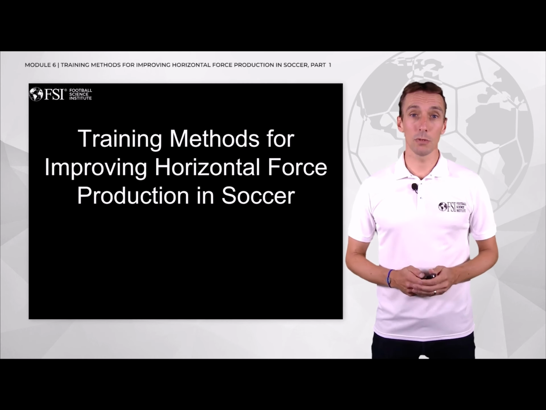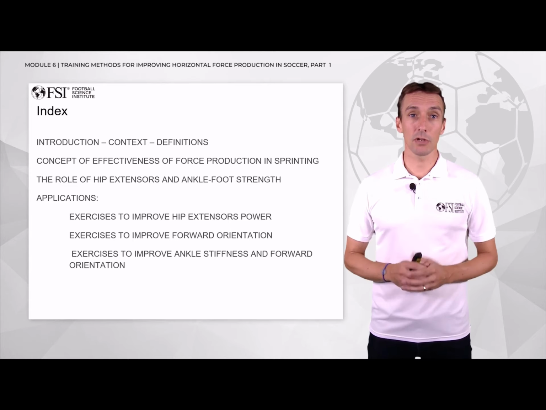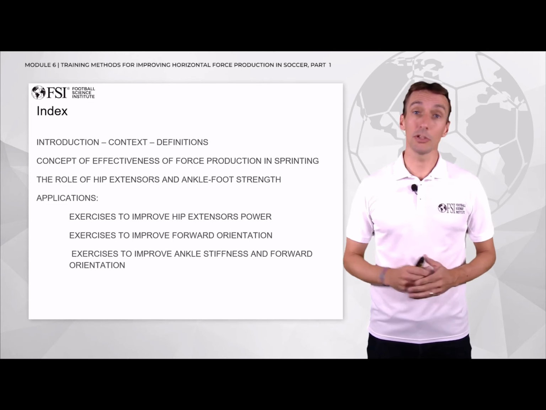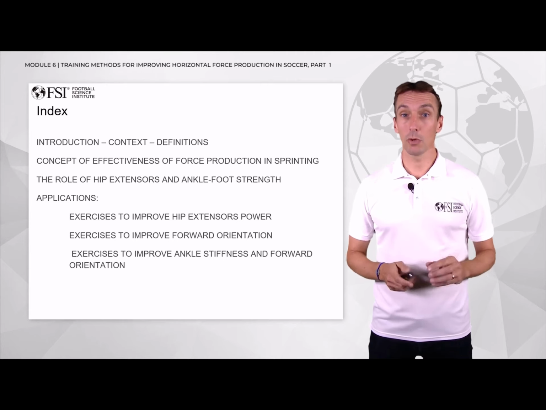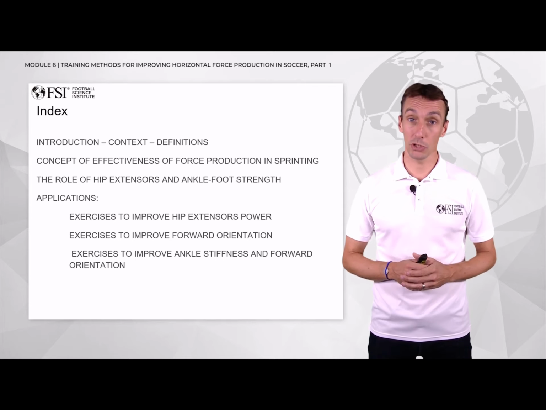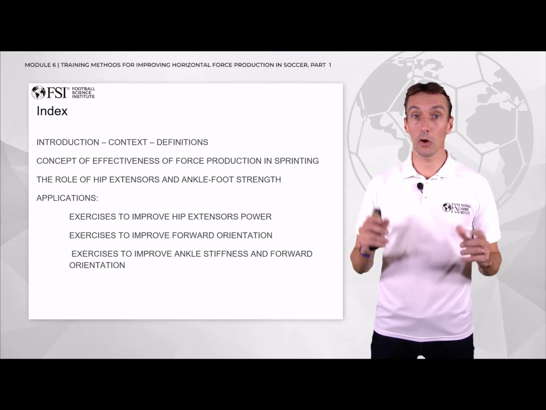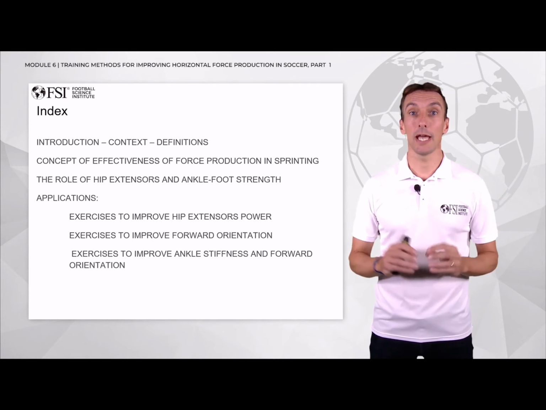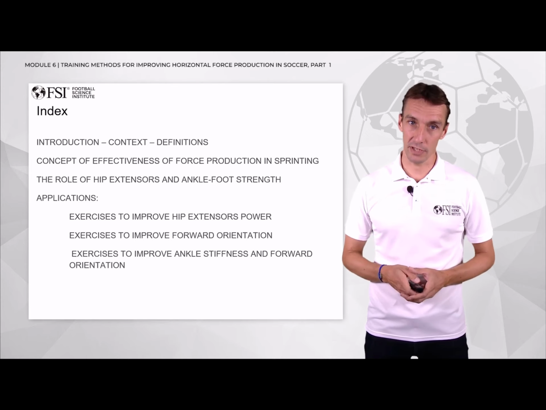This class will be about training methods for improving horizontal force production in soccer. Basically, the objective of the class will be first to give you an introduction and to define the main concepts. Then we will talk a lot about the concept of effectiveness of force production in sprinting. And we will talk specifically about the role of hip extensor muscles and the ankle foot strength in providing effectiveness.